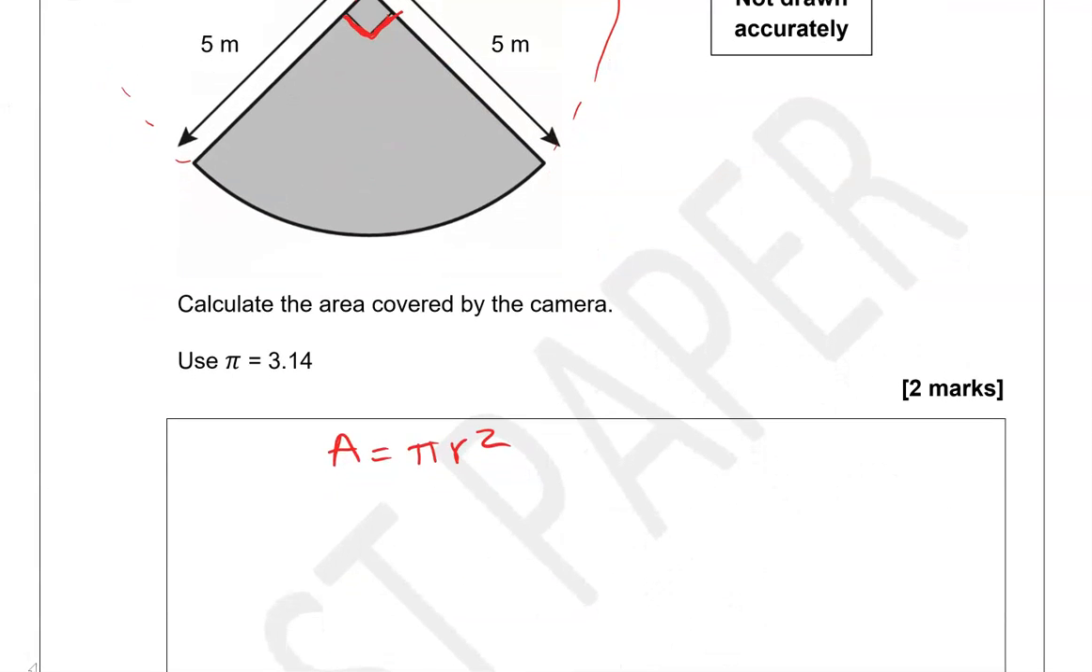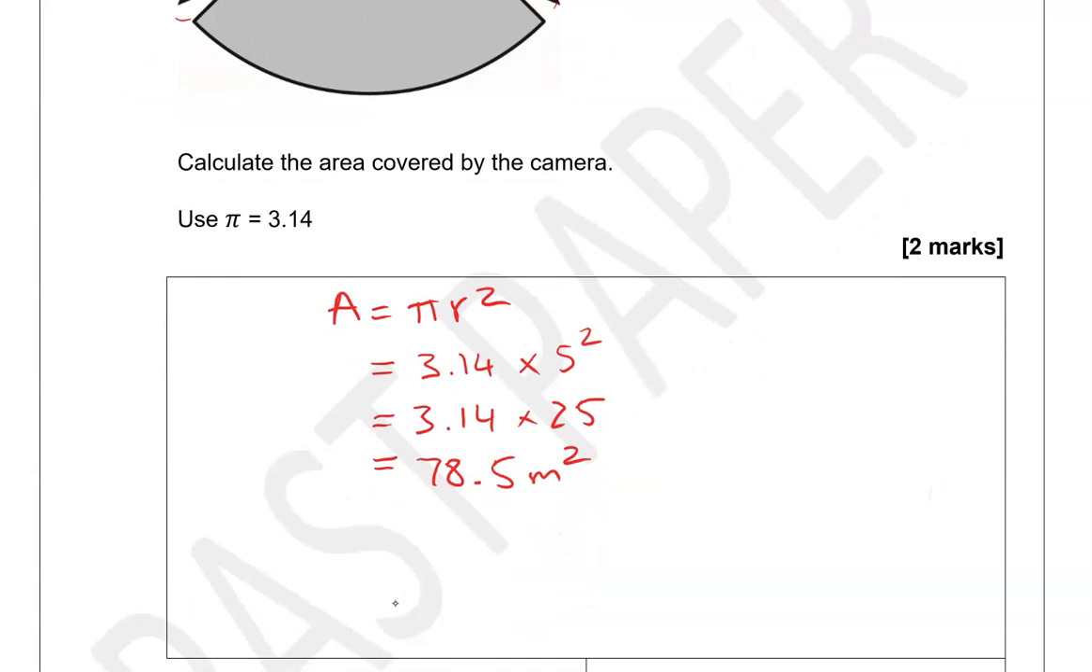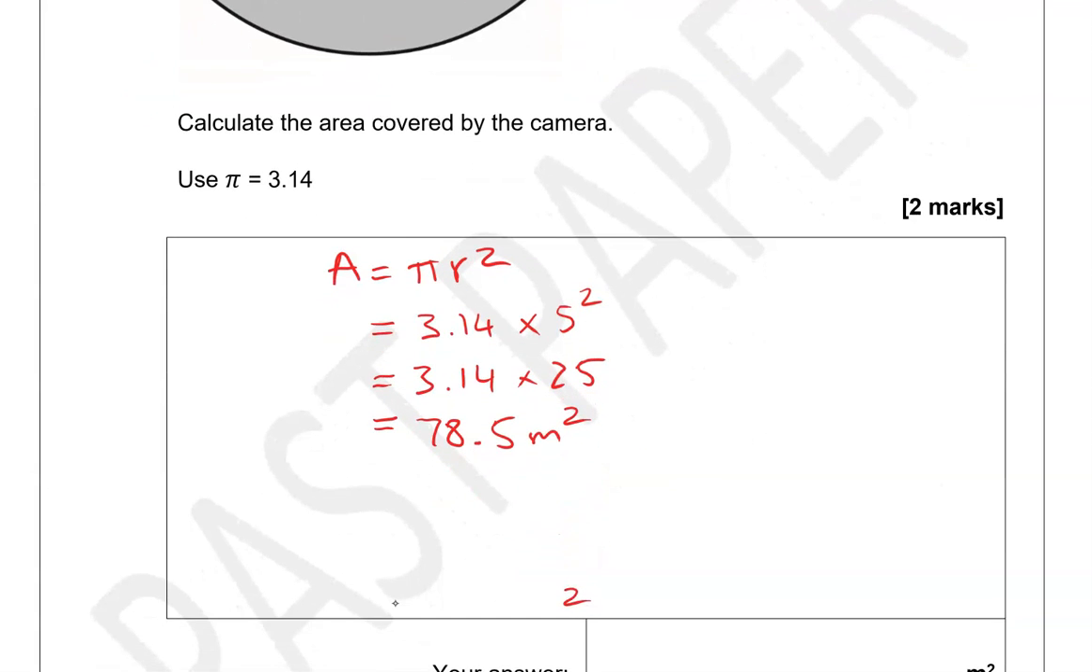So pi, that is 3.14, the radius is 5 meters, so 5 squared, so 3.14 times 25, which is 78.5 square meters. Now dividing that by 4, we get 19.625.